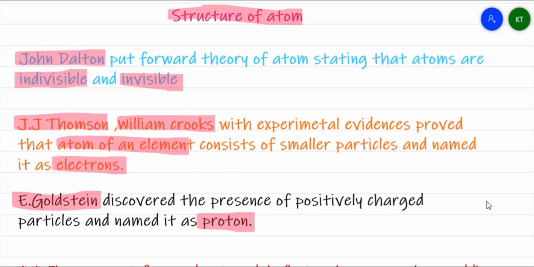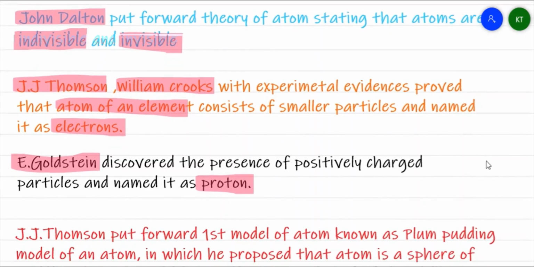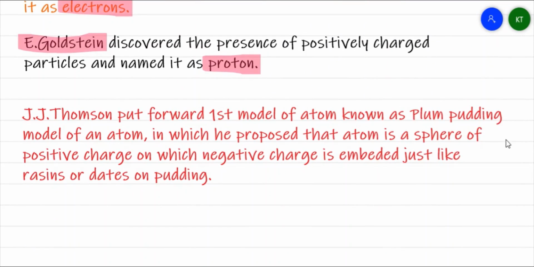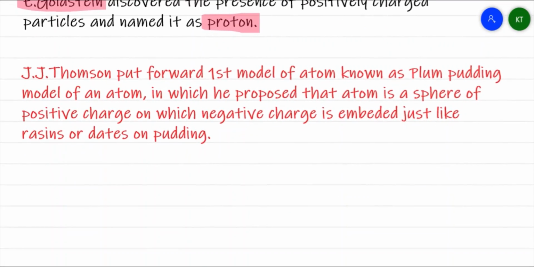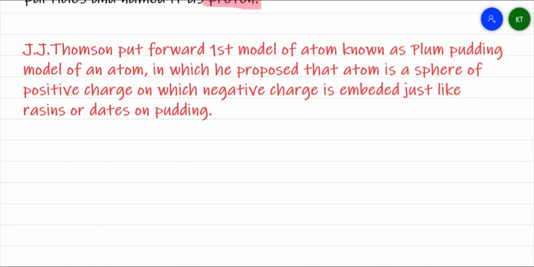So with this discovery by J.J. Thomson and Goldstein, Sir J.J. Thomson put forward the very first model of an atom, which is also called the plum pudding model of an atom. In it he proposed that the atom is a sphere of positive charge on which negative charge has been embedded, just like raisins or dates put on a pudding.